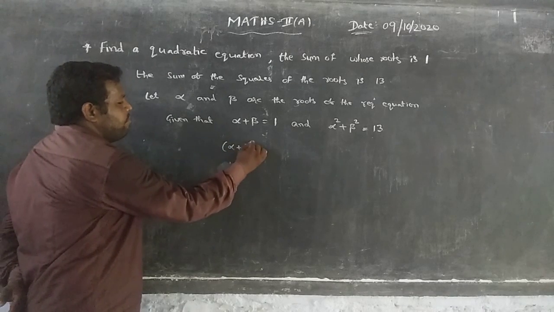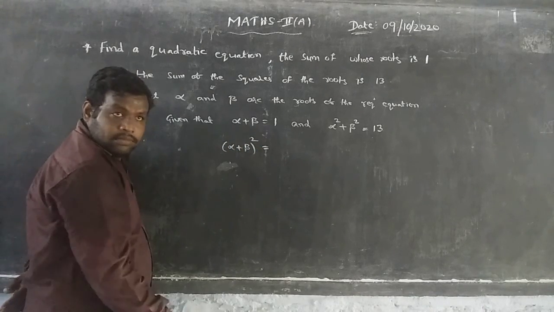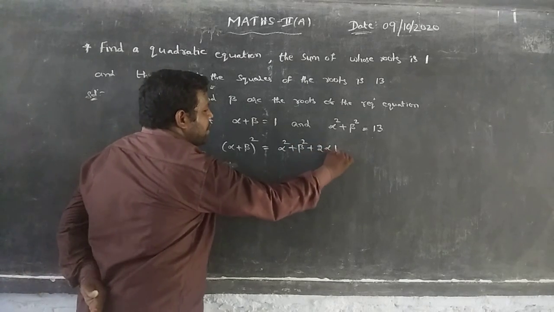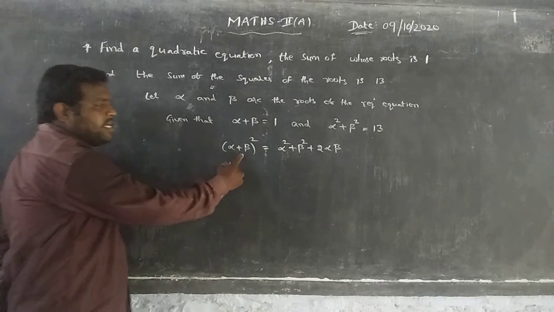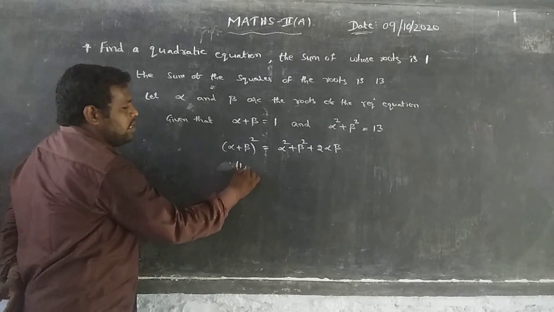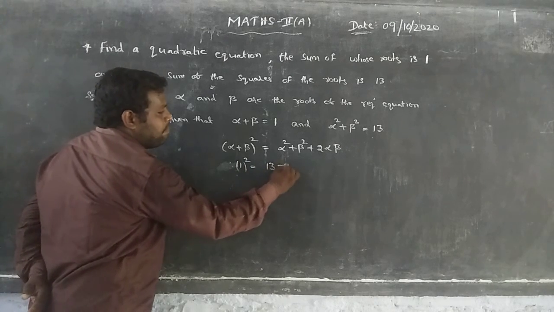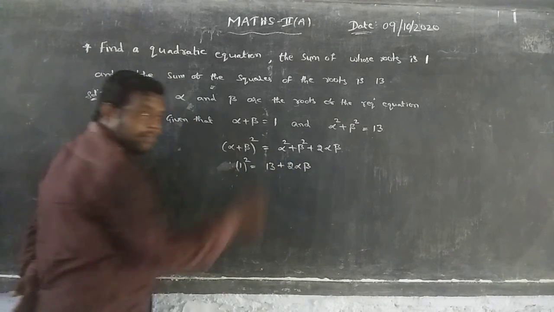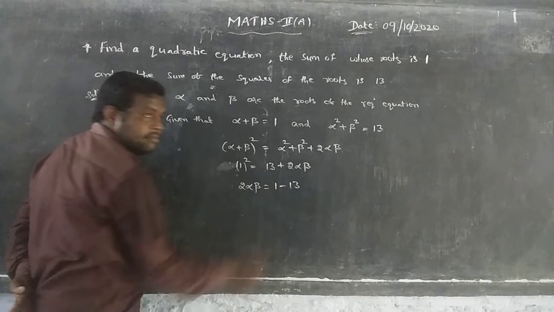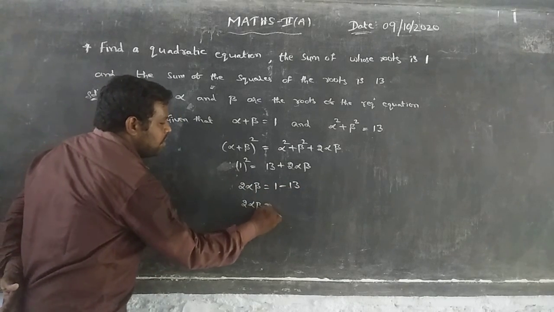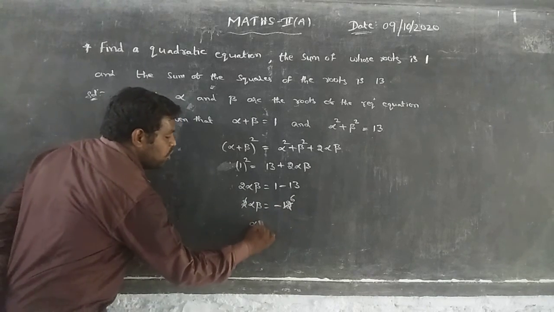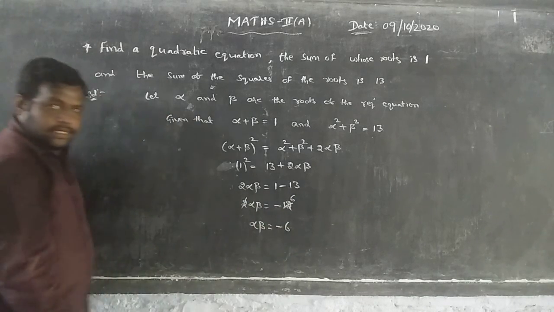What is the formula of alpha plus beta whole square? Alpha square plus beta square plus 2 alpha beta. We know the values of alpha plus beta and alpha square plus beta square. Alpha plus beta is 1, so 1 square is equal to 13 plus 2 alpha beta. 2 alpha beta is equal to 1 minus 13, so 2 alpha beta is equal to minus 12. Alpha into beta is equal to minus 6.